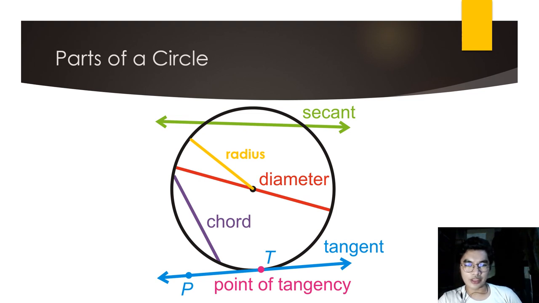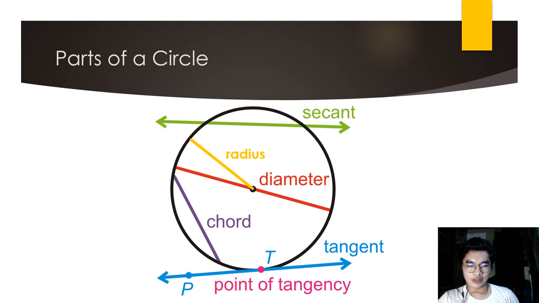So diameter is the chord that passes through the center of the circle, and the length of the diameter is 2 times the radius. Next is the secant. Secant is the line that intersects the circle at 2 points. So the difference between the chord and the secant is the chord is a line segment while the secant is a line.